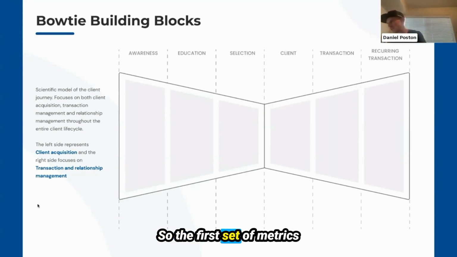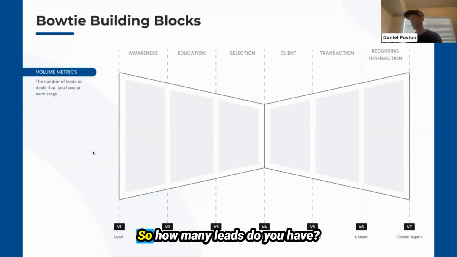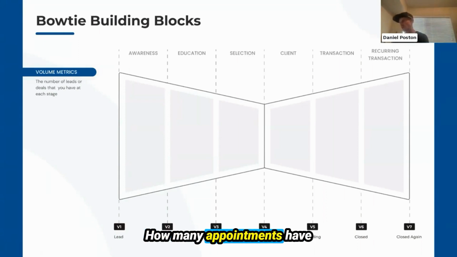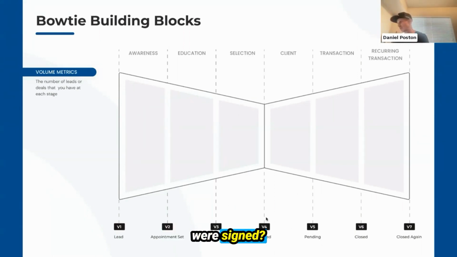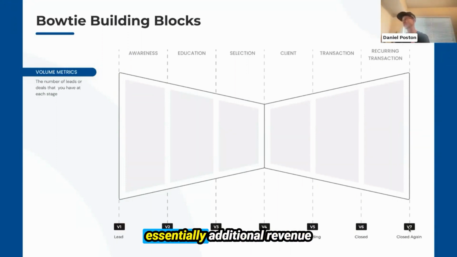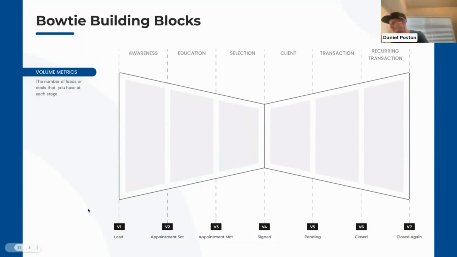So the first set of metrics that's important to track is your volume metrics. How many leads do you have? How many appointments have you set or has your team set? How many of those appointments actually happened? How many agreements were signed? How many of those went pending? How many of those closed? And then the last layer is how many repeat clients do you have, or referrals, or essentially additional revenue from a client who transacted.